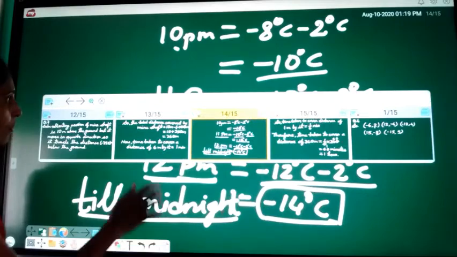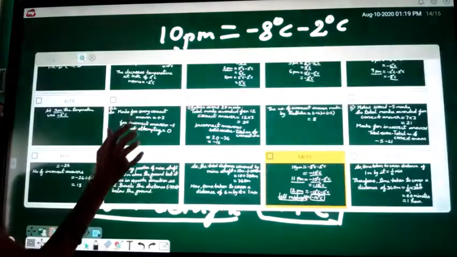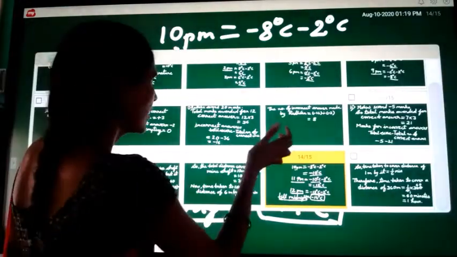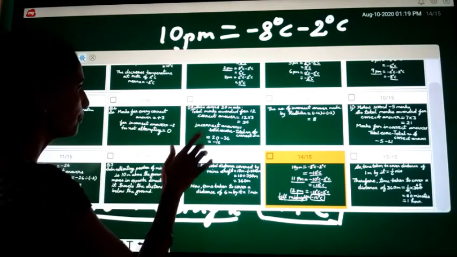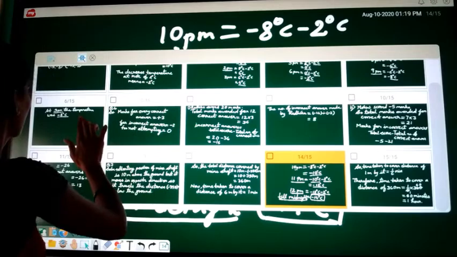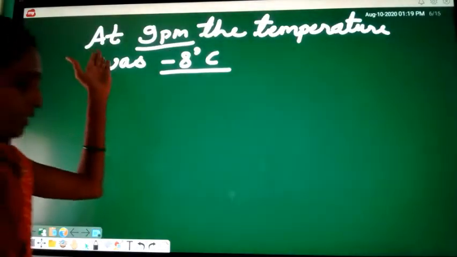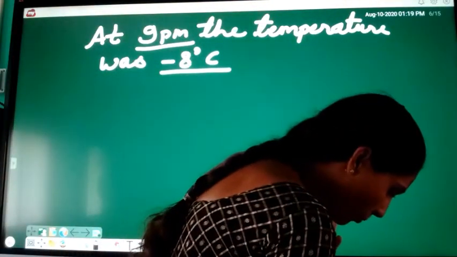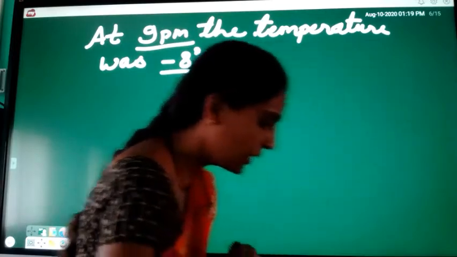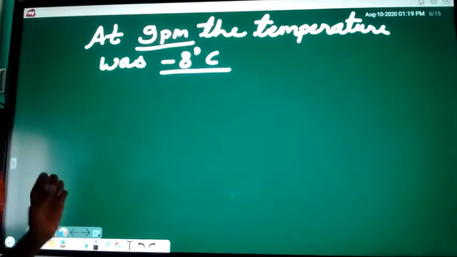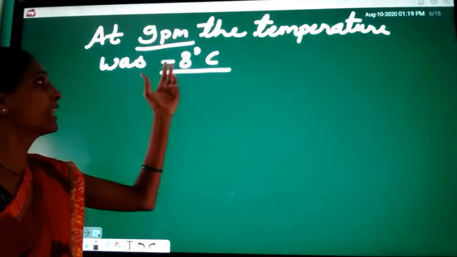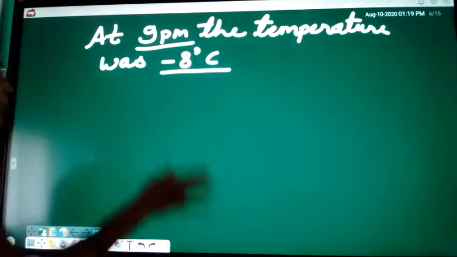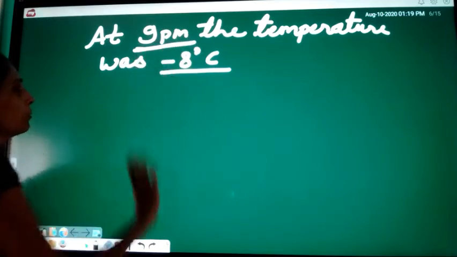Now we have to see what is given in the next question. What time would the temperature be 8 degrees Celsius below 0? It means what was the time when the temperature was -8 degrees Celsius? So the time was 9 p.m.